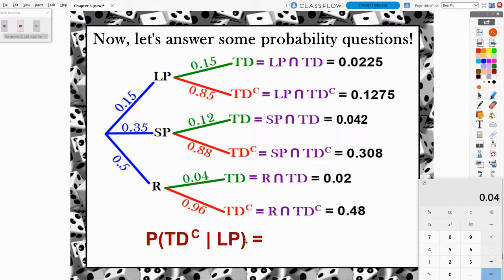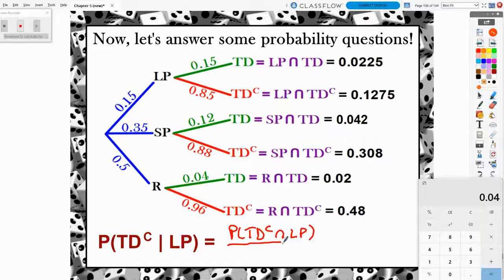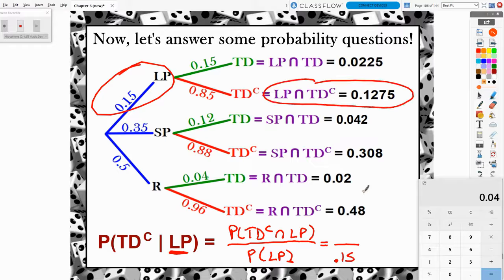If we wanted to use the formula, then it's the probability of both of these events happening back to back divided by the probability of whatever the conditional part is, which in this case is the long pass. Now, the long pass, I know, only happens 15% of the time. And they score a touchdown or they do not score a touchdown, sorry, and it was the result of a long pass. Well, that's this probability. So if I took 0.1275 and divided it by 0.15, you know what I'd get in my calculator? 85%, which is still this same exact number.